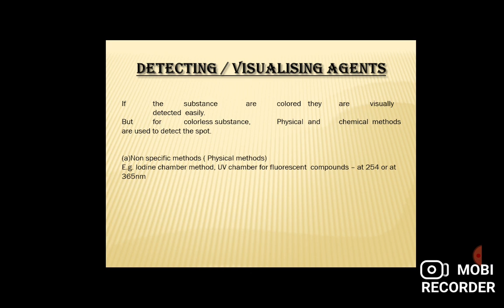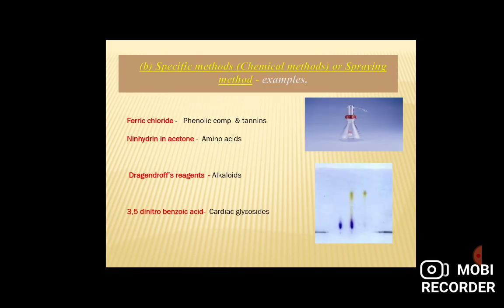So for visualizing the spots, we can use various types of detecting agents or spraying agents, like an iodine chamber, and a UV chamber for fluorescent compounds at 254 or 365 nanometer.